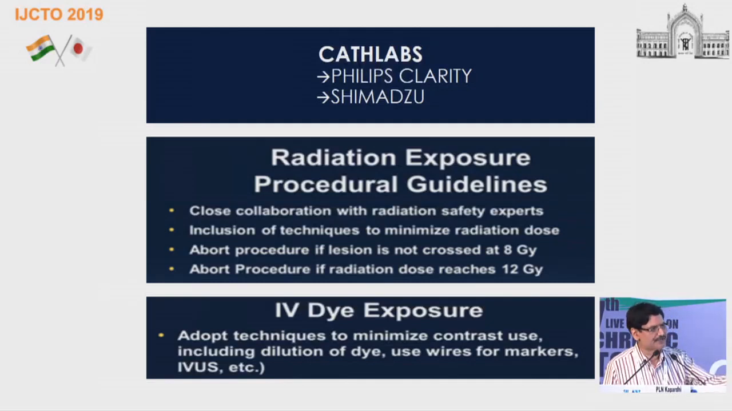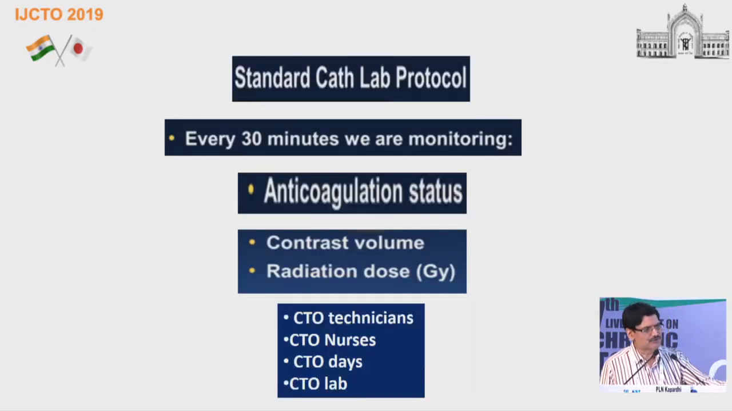Especially our Japanese colleagues, they invented these techniques of retrograde angioplasty of CTO with just 9 ml of contrast. Like this, we have to adopt those techniques to minimize the contrast. And we should maintain the standard cath lab protocols. That means every 30 minutes we have to monitor the ACT. For the antegrade approach it should be maintained between 250 to 300, and for retrograde it should be more than 350. And contrast volume also should be assessed, especially the maximum contrast, if it reaches 300 ml, you should abort the procedure, or more than 600 also you should minimize this.